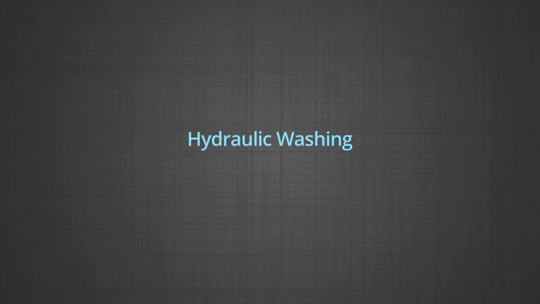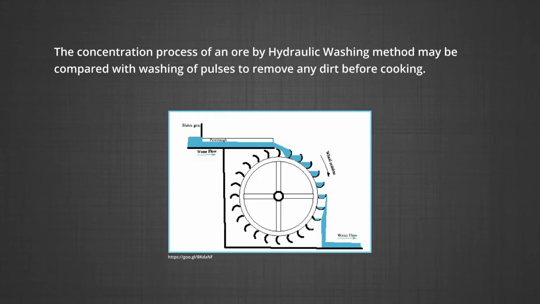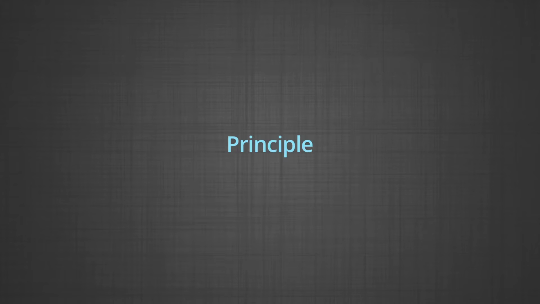Next, hydraulic washing. The concentration process of an ore by hydraulic washing method may be compared with washing of pulses to remove any dirt before cooking. The principle is difference in gravities of the ore and the gangue particles. It is therefore a type of gravity separation method. Let us understand the method.